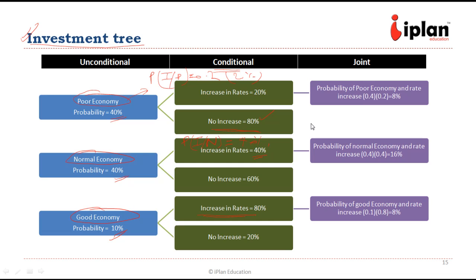Now we can calculate the joint probability based on these two values. So here we can clearly see P(I given poor economy) into probability of poor economy is 0.4 into 0.2, which is 8%. That is the joint probability of poor economy and increase in interest rates. Similarly, normal economy and rate increase is 16%, and similarly, the good economy and rate increase, the probability is 8%. It is the multiplication of the conditional probability I given good economy into probability of good economy, that is 0.1 into 0.8, which is 8%.